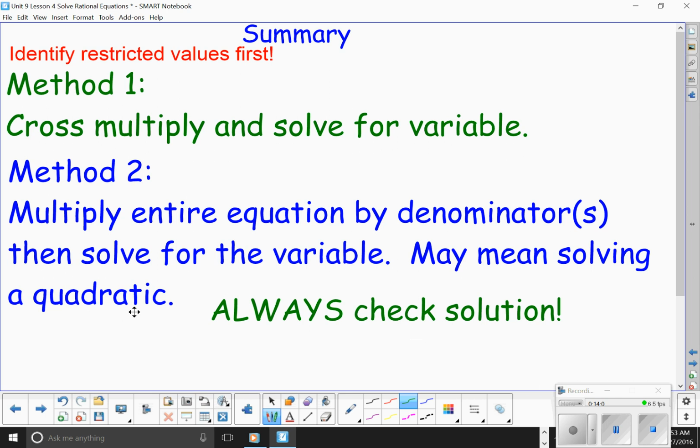In summary, identify your restricted values first. That way, when you're done solving, you know whether you've got an answer or not. Cross multiply and solve for the variable. That's method 1. That's when you have a fraction equals a fraction. Method 2 is multiply the entire equation by the denominator or denominators, basically the LCD, then solve for the variable. This may mean solving a quadratic. Always check the solution.